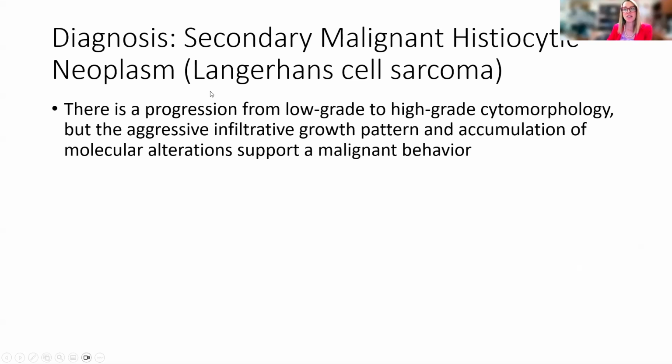So, what are we going to call this on the diagnostic line, right? These are the cases that I would label as a secondary malignant histiocytic neoplasm of the Langerhans cell sarcoma type. So even though the original biopsy looked more like LCH, and then in the subsequent resection you had areas of both lower and higher grade cytomorphology, we would go by the highest grade and this infiltrative growth pattern, as well as the additional molecular alterations.